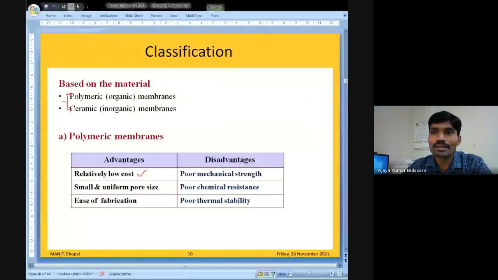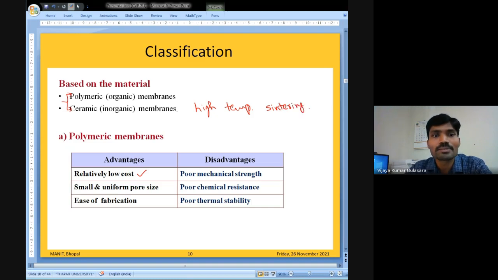Right. So when we talk about the material of the membrane, based on the material, membranes are categorized into two major types, that is polymeric membranes and ceramic membranes. Polymeric membranes are relatively less expensive as compared to ceramic membranes, because ceramic membranes require high temperature sintering, or thermal treatment. So the operating cost, meaning the preparation cost, is high, as well as the raw material cost, which is also very high.